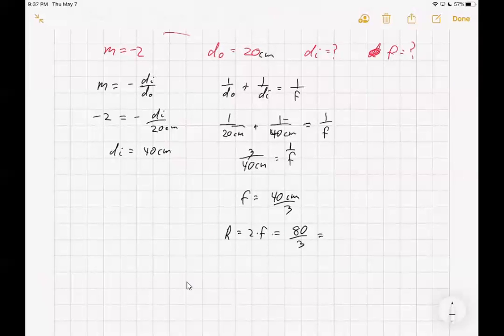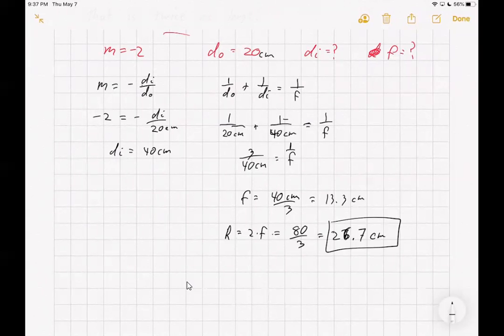And if you take 80 over 3, I believe that's 26.7. All right. So if you triple 26.7, I believe you get 80. So we have a radius of curvature of 26.7. The focal length was only half of that, 13.3 centimeters, but the radius of curvature will be 26.7. So that's how you do a problem where you've been given the magnification instead.